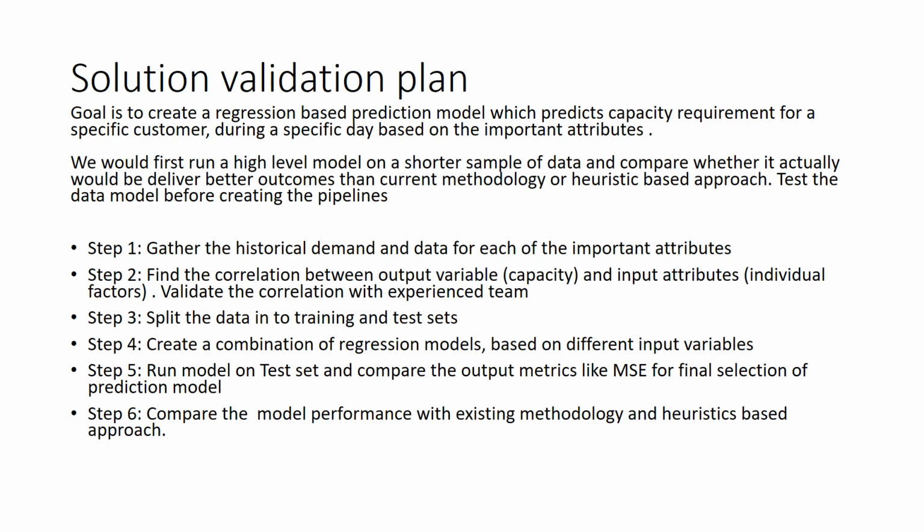We'll gather the historical demand and data for each of the important attributes. We'll try to find the correlation between the output variable, which is the capacity required, and the input attributes, which could be individual factors. We would validate this correlation with an experienced team to check that the numbers we are seeing in terms of correlation make sense. The third step would be to split the data into training and test data sets. After that, we can create a combination of regression models based on different inputs, and we can run the models on the test set and compare output metrics for a final selection of prediction model.